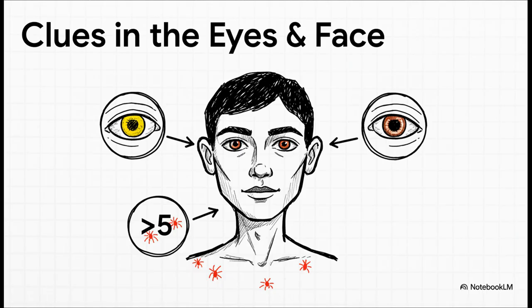And the clues just keep coming. Look at their face, look in their eyes. Yeah, jaundice is obvious, we all know the yellowing. But what about those subtle copper-colored rings in the eyes? That's a Kayser-Fleischer ring. That's Wilson's disease. Or counting the spider naevi on their chest. If you see more than 5, that is a huge red flag for liver problems. Honestly, these are the kinds of spot diagnoses that really separate the good clinicians from the great ones.